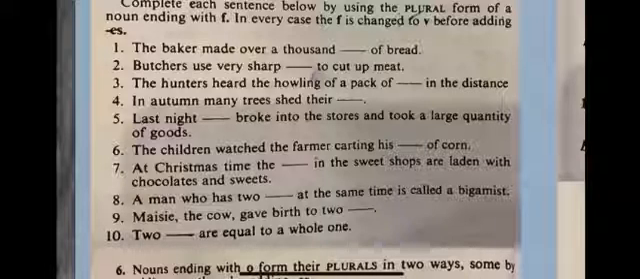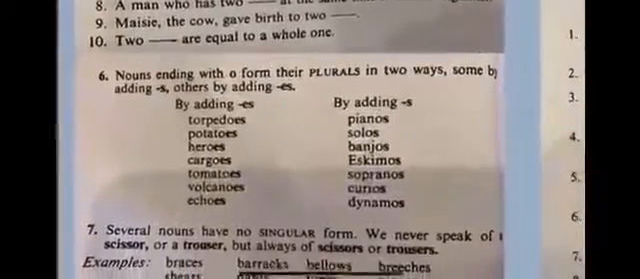Messi the cow gave birth to 2 dash. What is the baby of cow called? Quite easy. 2 dash are equal to a whole 1. So if we cut a shape into 2 things, what is one thing called? Quite easy. Then comes the 6th rule.